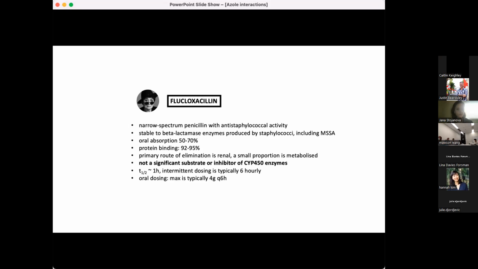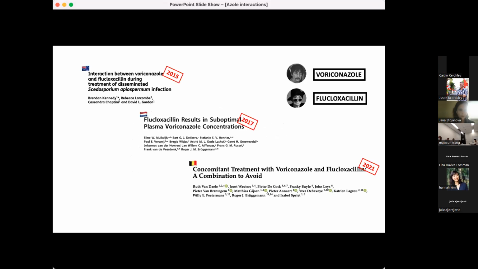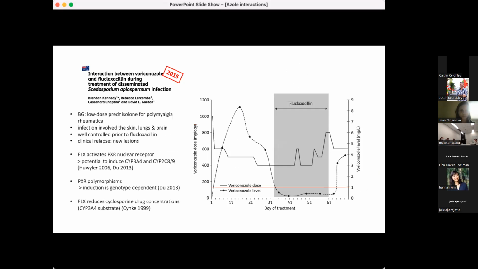The half-life is very short, so frequent daily dosing is typically required for intermittent dosing, and the oral dosing maximum by recommendations is 4 grams, and then you would pass on to IV formulations. So now I've come to this really interesting interaction between flucloxacillin and voriconazole. It was first described by a group in South Australia in 2015. And then we had some case series, first from a Dutch group and then from a Belgian group.